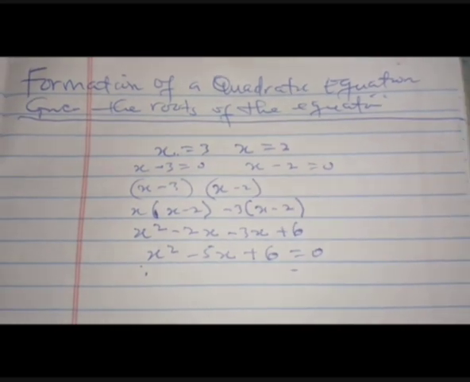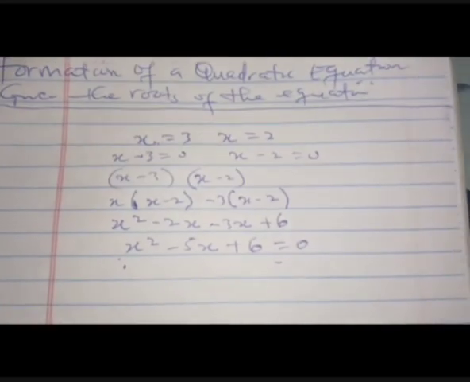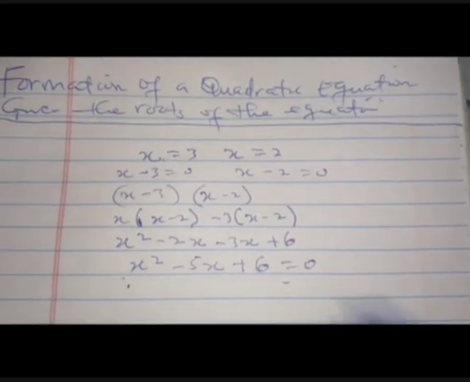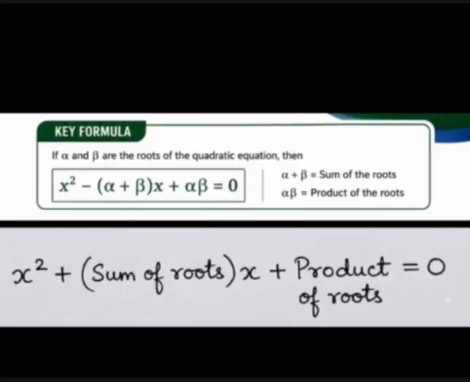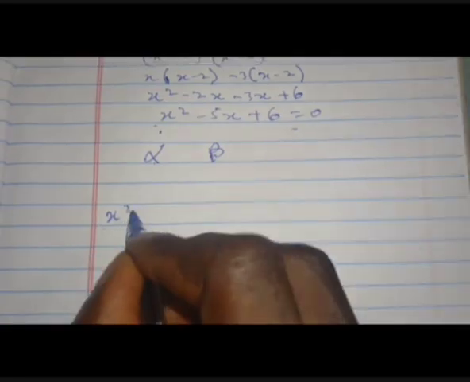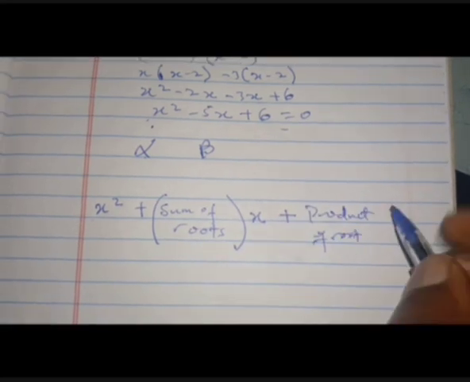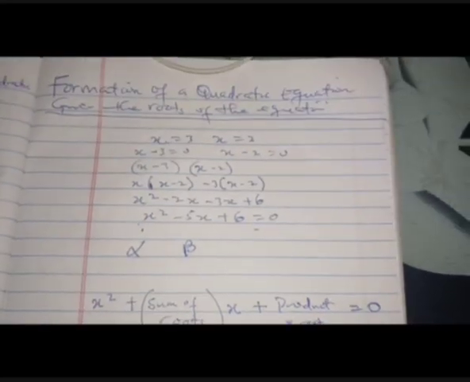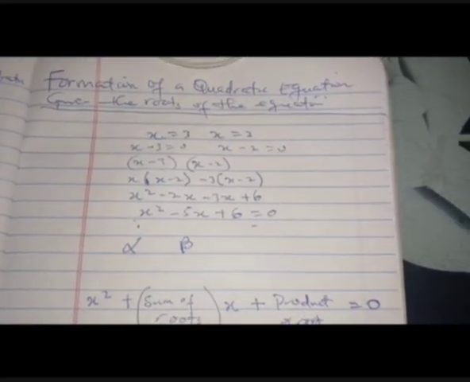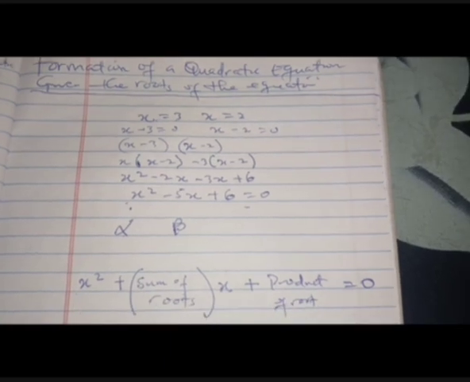Now, that is the same idea we are going to use when the roots are given in terms of alpha and then beta. If alpha and beta are the roots of the quadratic equation, then x squared minus the sum of roots x plus the product of roots is equal to 0. Quadratic equation when the roots are given in terms of alpha and then beta.